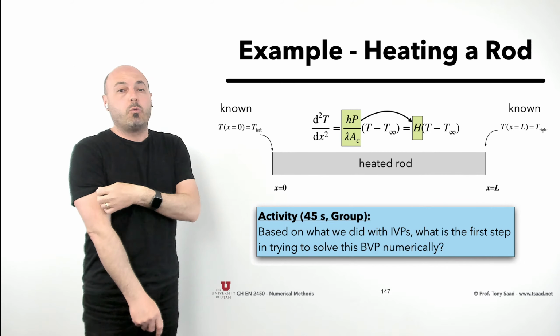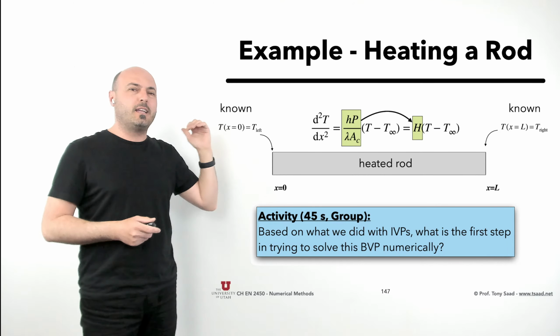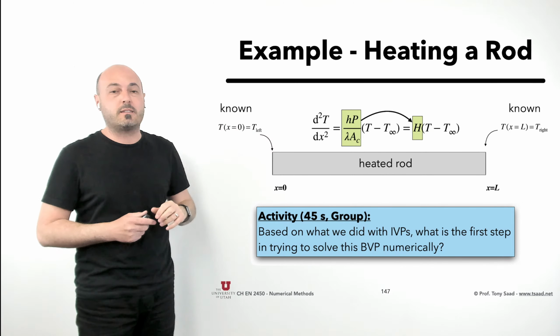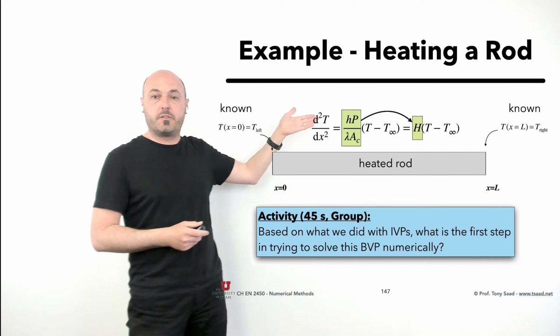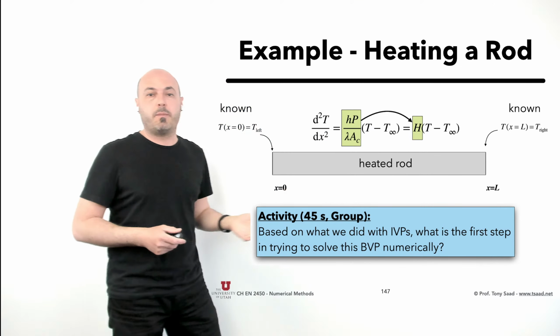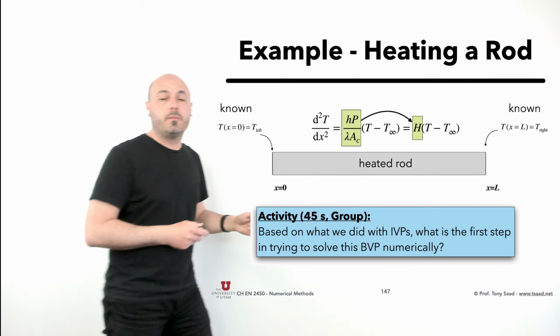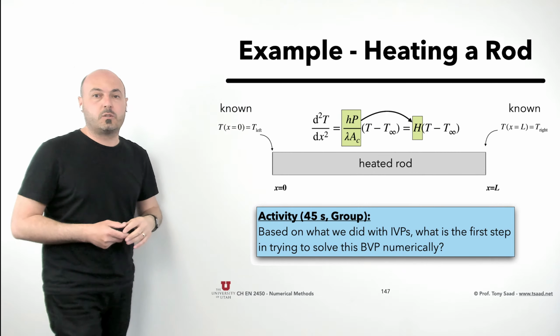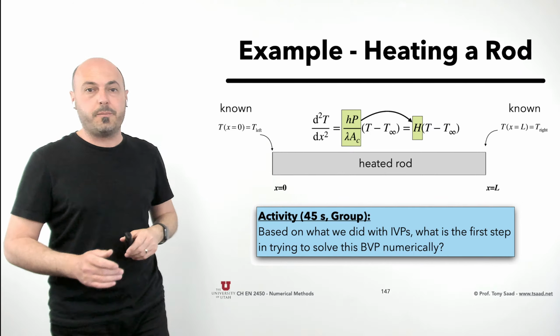All right, so based on what we did with initial value problems, and specifically last week's lecture, what is the first step in trying to solve this boundary value problem? You see the word BVP, that stands for boundary value problem, compared to IVP, which is initial value problem. Okay, what is the first step to solve this one numerically? I'll see you on Zoom, and we'll continue the discussion on Zoom, okay?